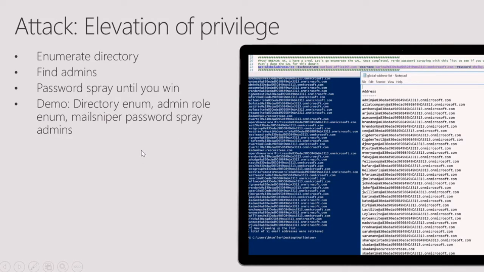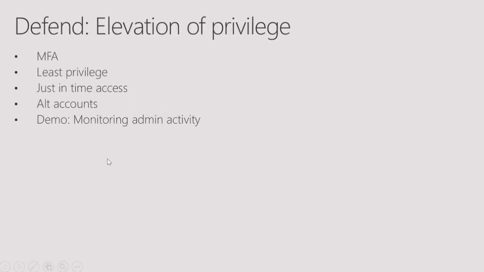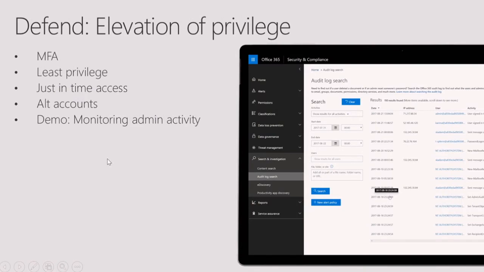Okay, so that's elevation of privilege. Again, fairly straightforward to do, especially if you have administrators or a lot of administrators inside of your organization. So this brings us to the defense of this. So MFA, this is crucial. If you've looked at the secure score, the number one recommendation with 50 points in the secure score is enable MFA for your global admins. If you aren't doing that, you are losing, or you will lose very, very soon.